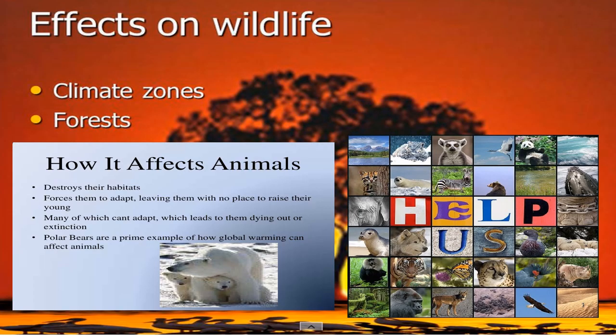Effects on wildlife: climate zones and forest. How it affects the animals: it destroys their habitats and forces them to adapt, leaving them with no place to raise their young. Many cannot adapt, which leads to them dying out or extinction. Polar bears are a prime example of how global warming can affect animals.